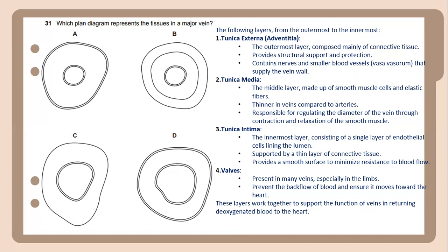And it also consists of valves, which are present in many veins, especially in the limbs, which prevent the backflow of blood and ensure it moves towards the heart. These layers put together support the functions of the vein in returning the blood to the heart. The most suitable answer will be D.